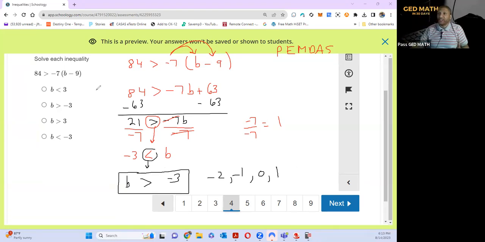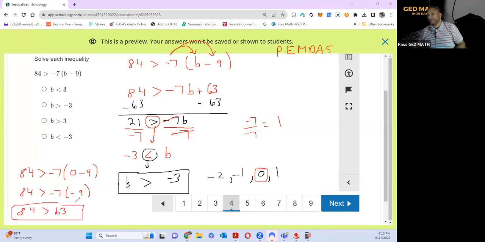So if I put a 0 into this inequality, let's make sure it's true. 84 is greater than minus 7 times 0 minus 9. 84 is greater than minus 7 times minus 9. 84 is greater than 63. Is that true? Is 84 greater than 63? Yes. That's how you solve an inequality.